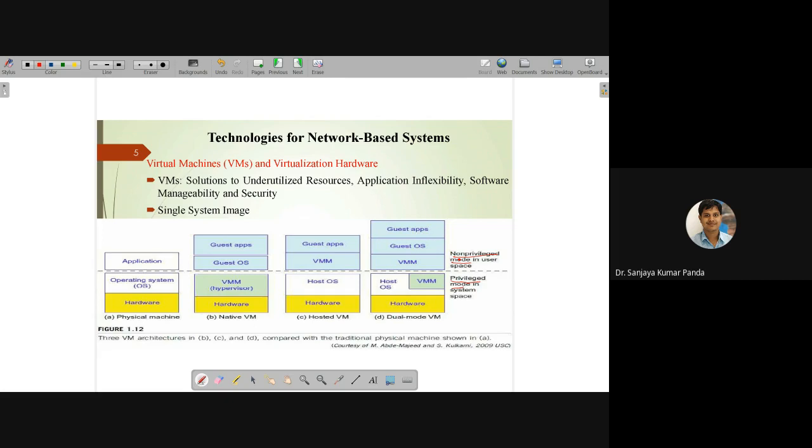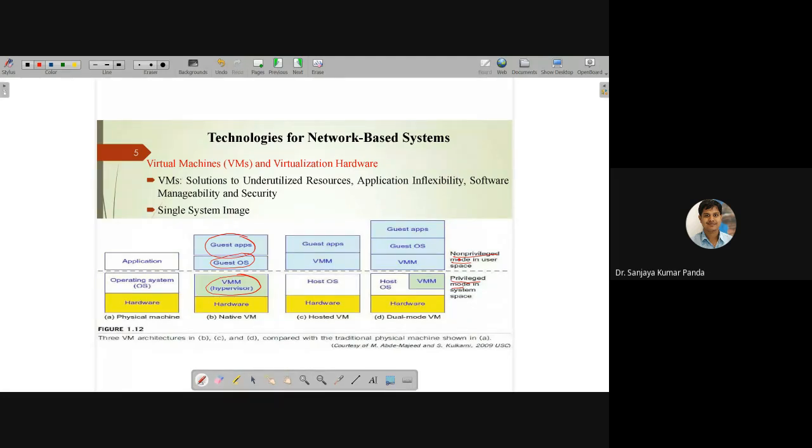But if I go for a native virtual machine instead of a physical machine, what happens? On top of hardware, we have a hypervisor or virtual machine monitor. And on top of the virtual machine monitor, you can install a guest operating system. This VMM is in privileged mode, it is system mode, but the guest operating system is in the user space. So you can see this line separates the user space from the system space. And on top of the guest operating system, you can launch different types of applications.